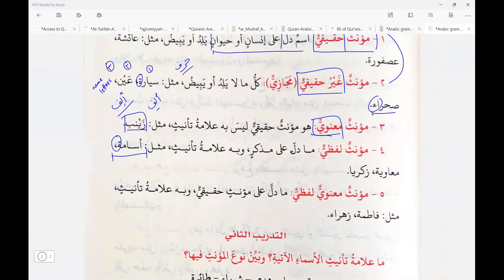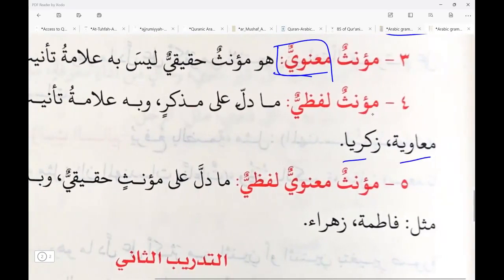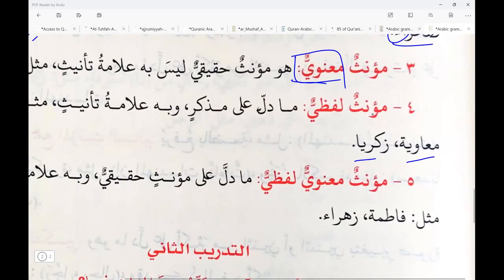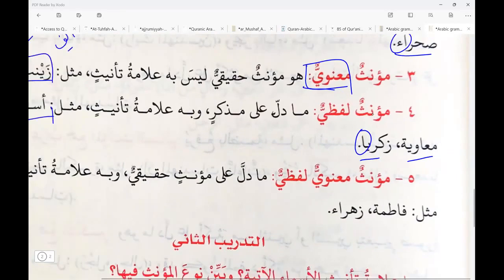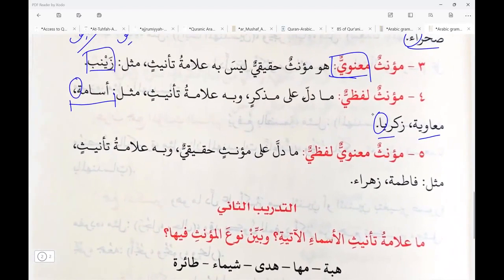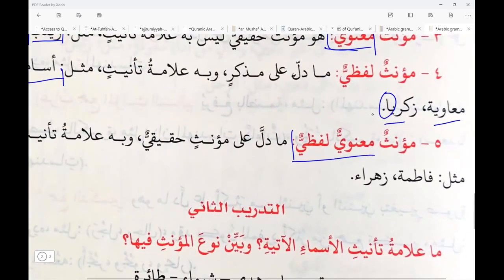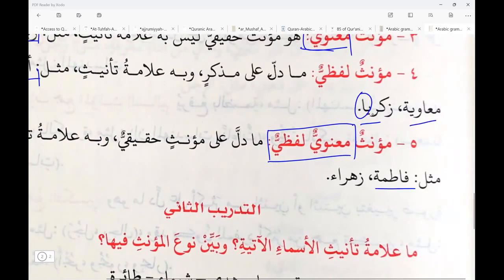Okay. So Zakaria, Muawiyah. Okay. So these are feminine. Why is Zakaria feminine? Because it has alif maksura. Okay. You understand? And then we have, this would probably be ideal if the world was perfect, ma'nawi and lafzi together. That means it is an actual female, and also it has the female alama. For example, Fatima and Zahra. See, you have the marbuta alama, and you also have the alama of the muannath.